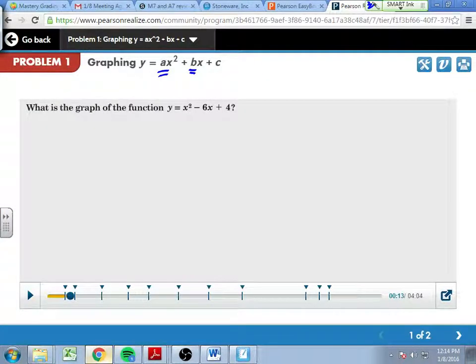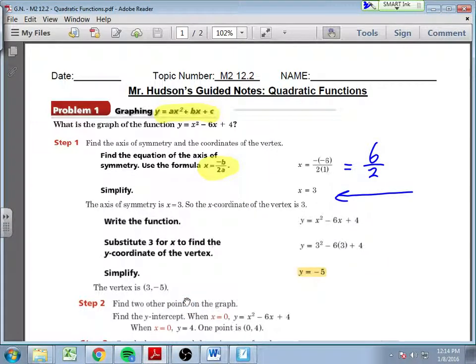Why is there no c? Because the c is not involved there. There is a c. My c is 4, but I don't care about it. It's not involved in finding your axis of symmetry. Now, why would the c not be involved? That's a good chance to stop and ask why. Mackenzie?